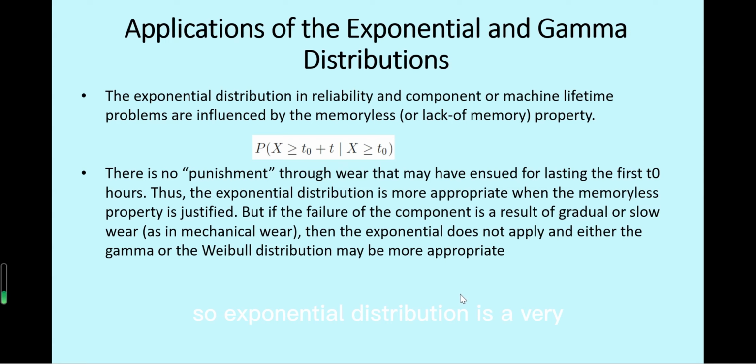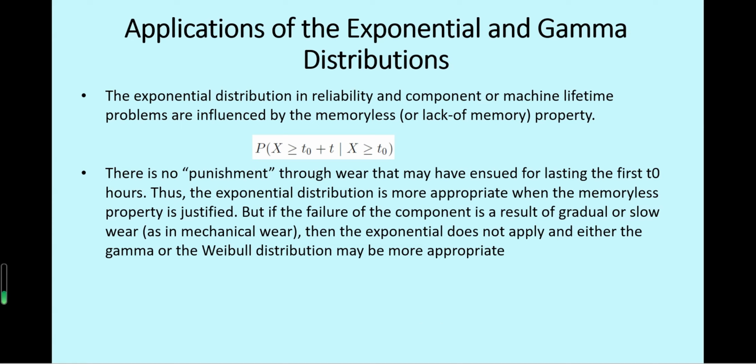So the exponential distribution is a very ideal distribution. For example, you have a light bulb that has been used for 1 year with no problem. If we assume this product follows an exponential distribution, then the probability of no problem next year is the same as if you buy a new one and use it 1 year with no problem. So this is ideal for the exponential distribution.